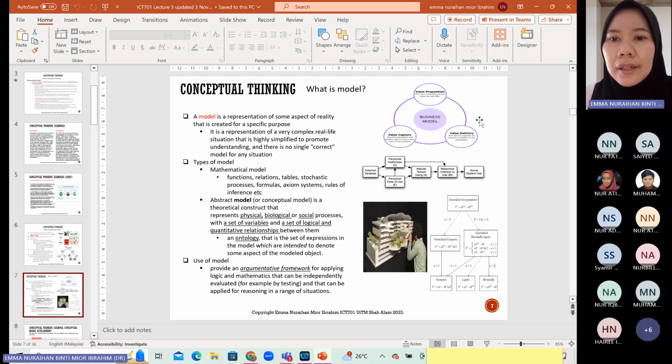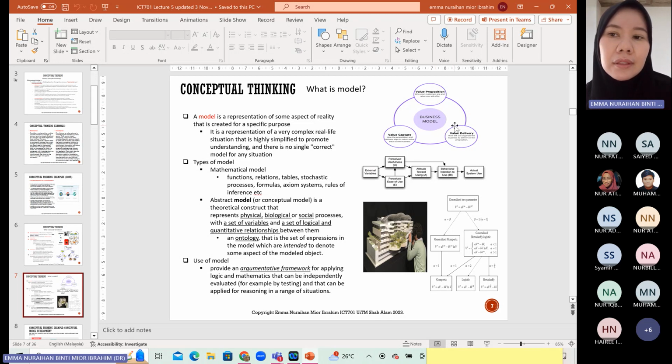If you look at this business model, there are also variables and factors. After maybe years of practice or readings, people come up with this business model saying that there is a value proposition, value capture, and value delivery. So these are the models that some people eventually rely on. This is conceptual thinking.